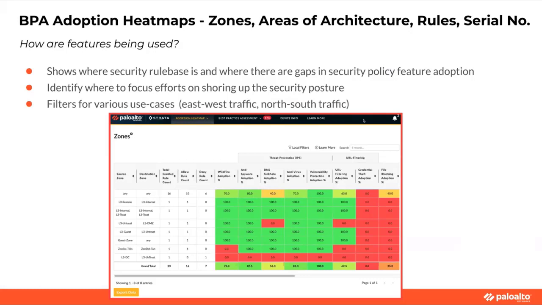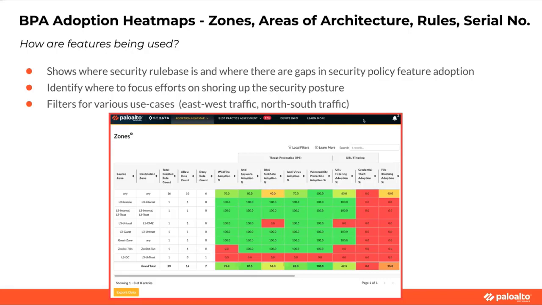There are column filters that allow you to filter the heat map by source zone, areas of architecture, destination zone, rules enabled, serial number, and others. Adoption of the subscriptions are listed in the top columns. Additional filters can also be used to narrow down the specific device groups and also traffic between specific zones.